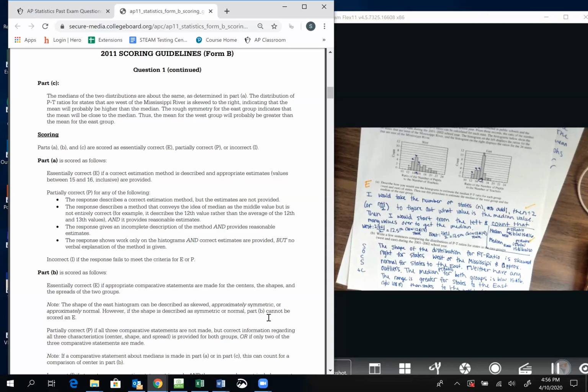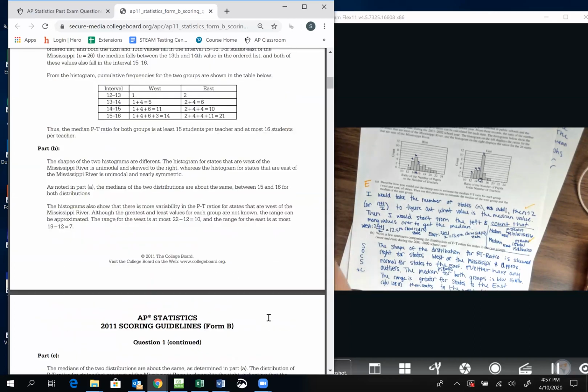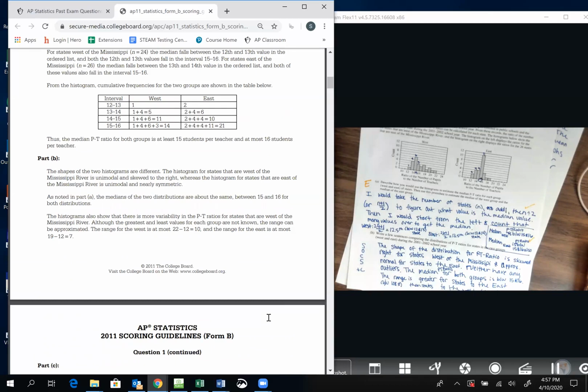The range is greater for states to the east, between 10 and 8, than states to the west. It's between 7 and 5 there. So they probably wrote the same, almost the same. The shapes of the two histograms are different. The histogram for states that are west is unimodal and skewed to the right. Yes, I said it was skewed to the right. I didn't say unimodal, but that's okay.